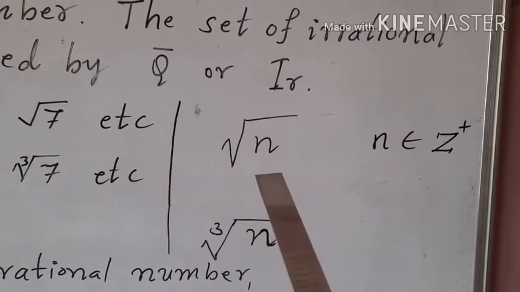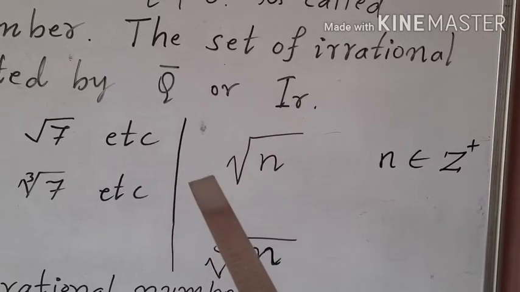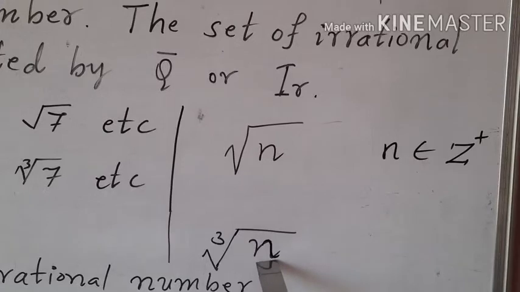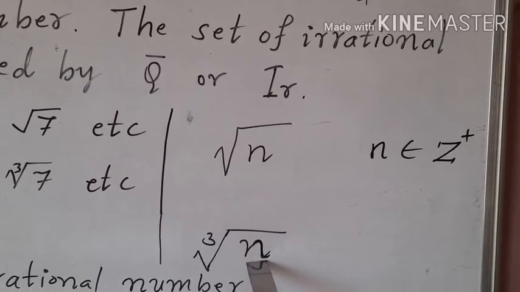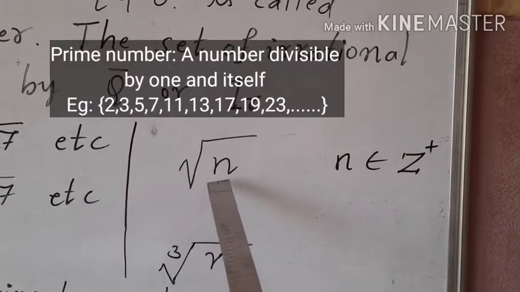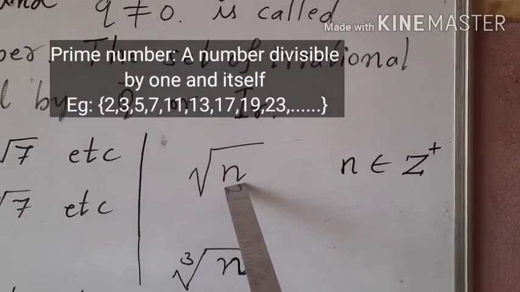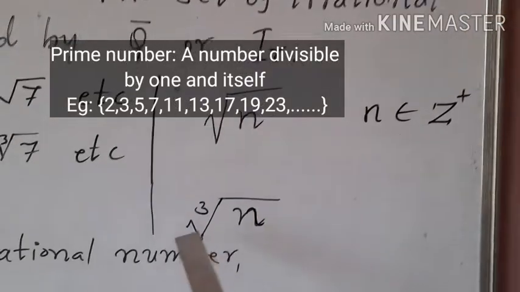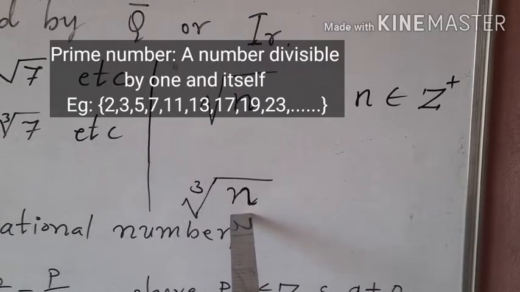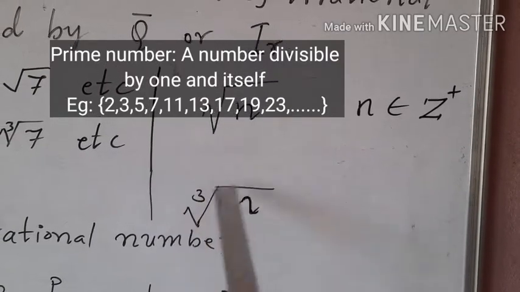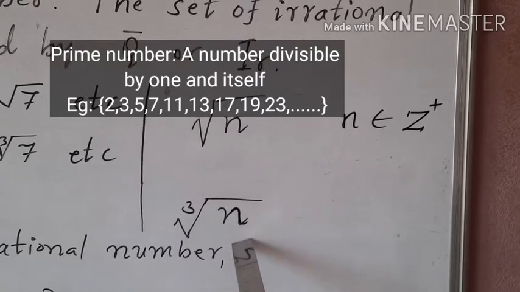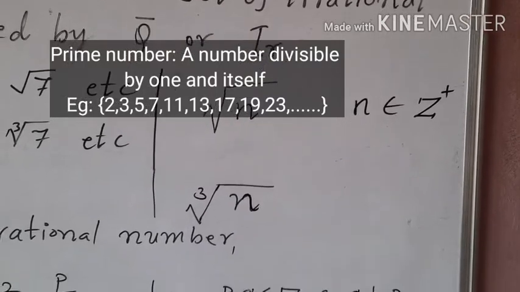There is one more condition for a number written under the square root mark and cube root mark to call it an irrational number. That is, under the square root mark, if any number is a prime number, then it must be an irrational number. And under the cube root mark, if the value of n is a prime number, then also cube root of n will be an irrational number. Okay. Let us see the examples.